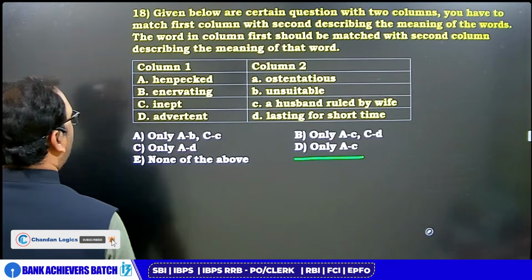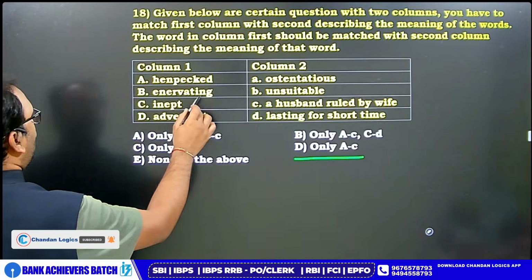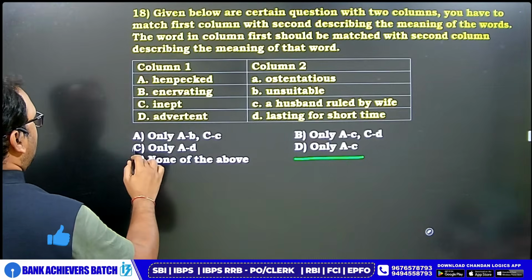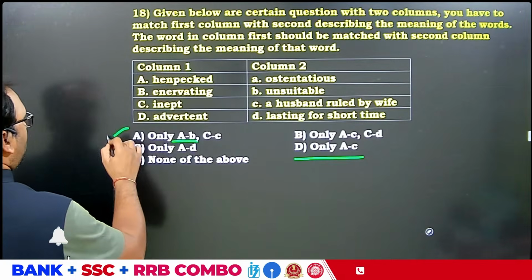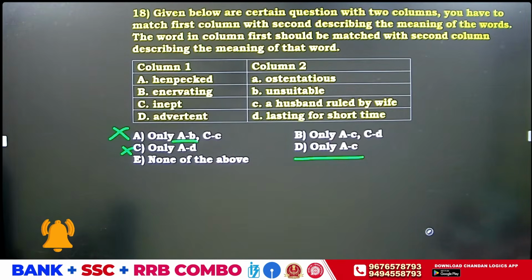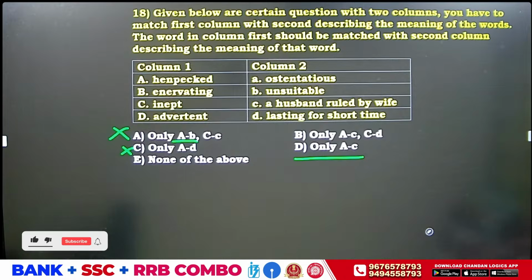Let us check the other options. What is the meaning of AD? No way. Henpecked is only used for husbands. Not at all. A henpecked husband is a husband who is controlled by his wife.